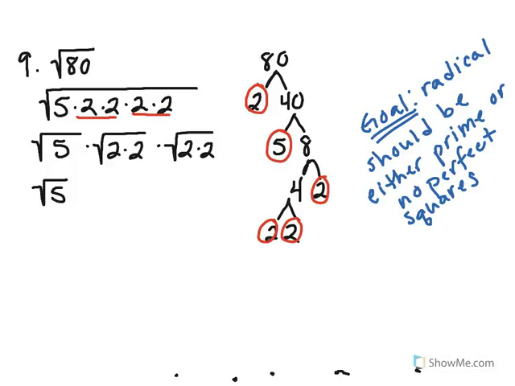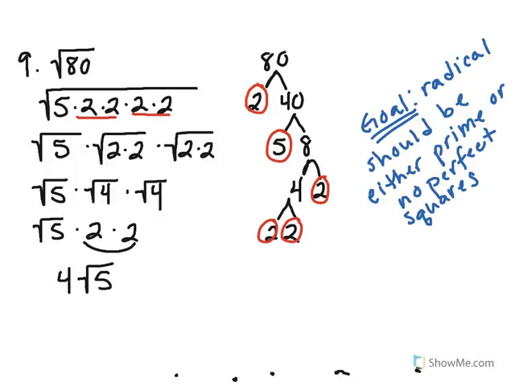So this is the square root of 5 times the square root of 4 times the square root of 4, and I know the square root of 4 to be 2, so times 2 times 2. So this here becomes 4, because 2 times 2 is 4, so my final answer is 4 square roots of 5. And that is the simplified version. And that concludes this tutorial.